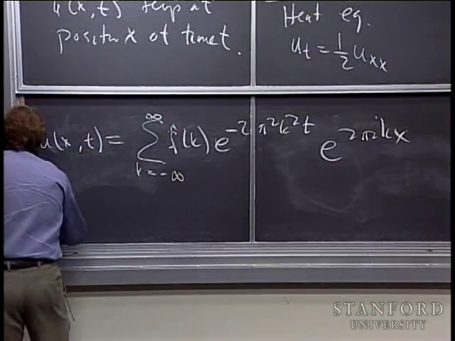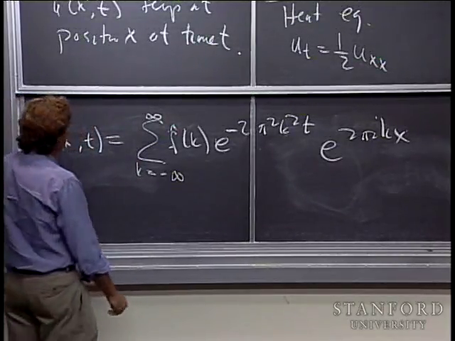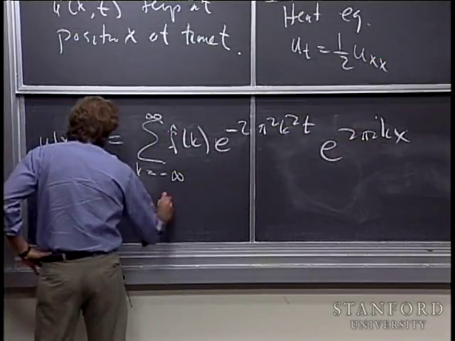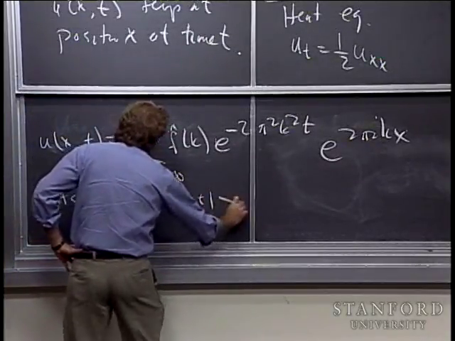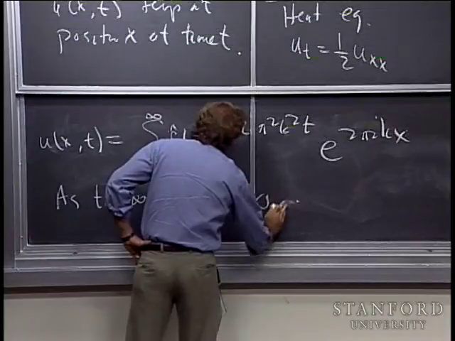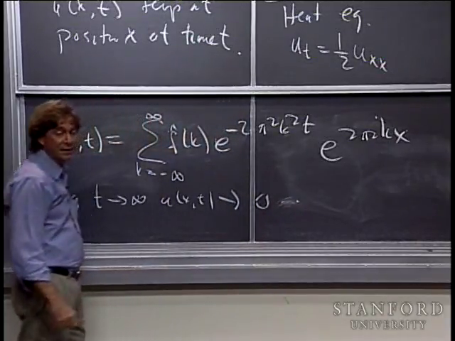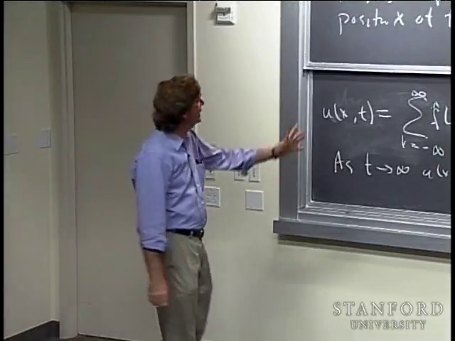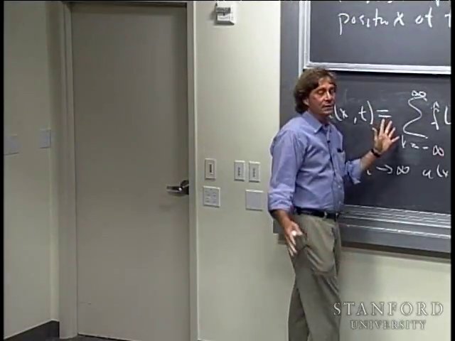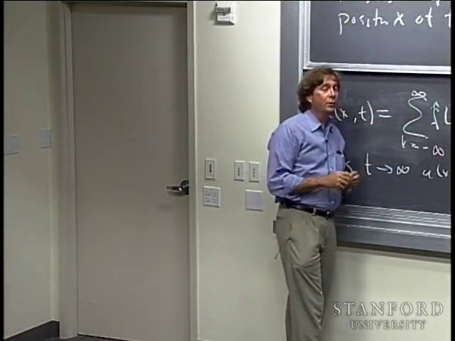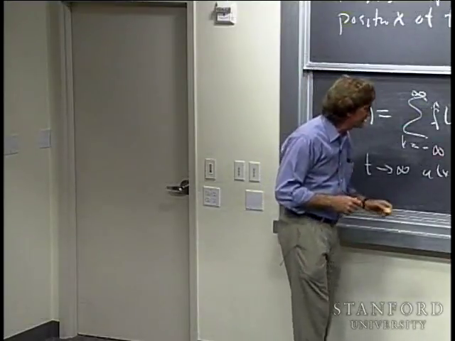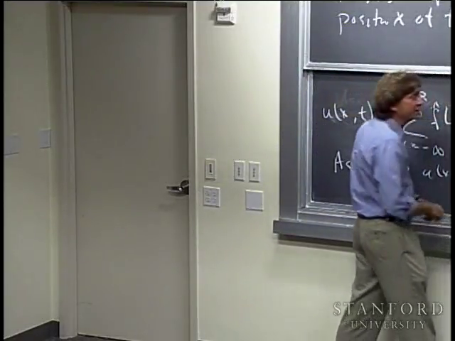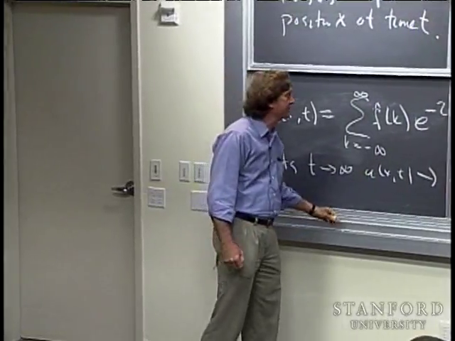So as t tends to 0, this is just an observation. As t tends to infinity, u of x, t tends to 0 for any value of x. All right? So the ring is cooling off eventually. All right, now, this is perfectly fine, actually. This is a perfectly fine way of writing the solution, for reasons which I will explain and for reasons which we will see oftentimes in the course.